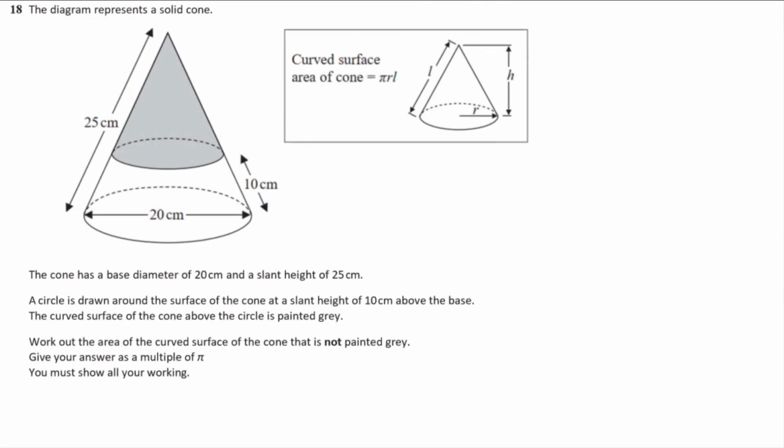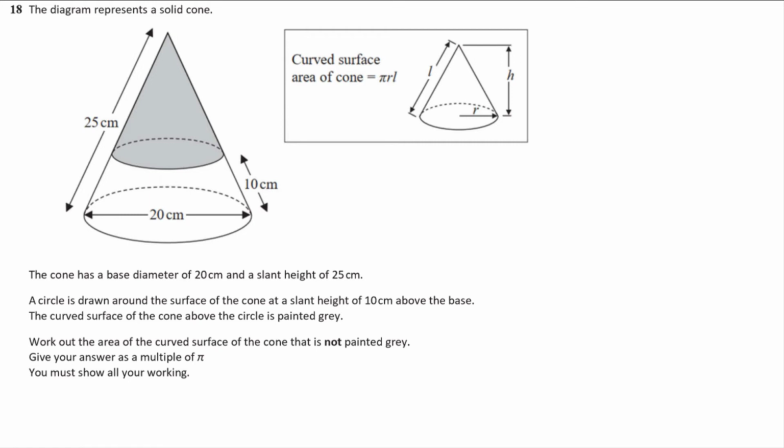Question 18. The diagram represents a solid cone. The cone has a base diameter of 20 centimeters and a slant height of 25 centimeters. A circle is drawn around the surface of the cone at a slant height of 10 centimeters above the base. The curved surface of the cone above the circle is painted grey. Work out the area of the curved surface of the cone that is not painted grey. Give your answer as a multiple of pi. You must show all of your working.